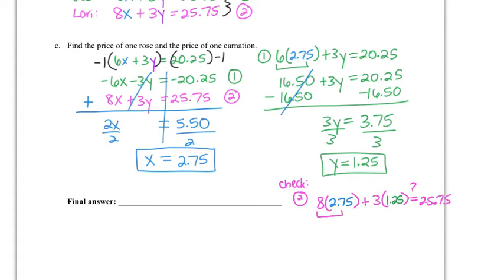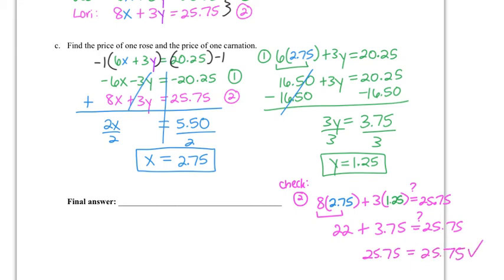8 times $2.75 is $22 plus 3 times 1.25. But hey, what? We just had this right here, actually. Right? 3y is 3.75. So we're going to put plus 3.75. And is that right? Is 22 plus 3.75 equal to 25.75? It is. So that means we are correct.